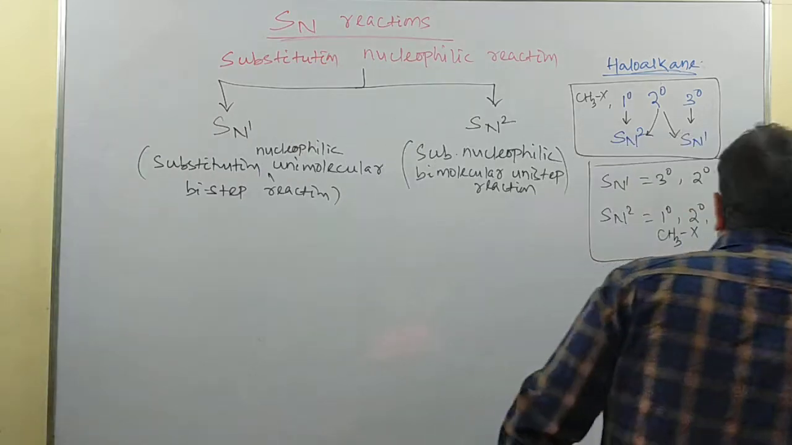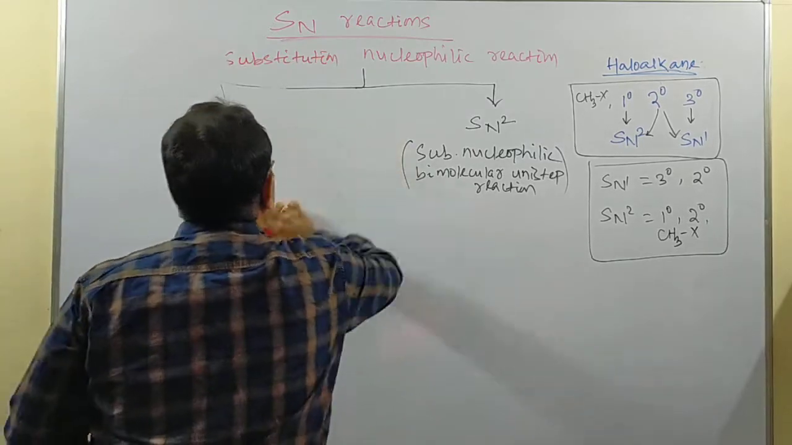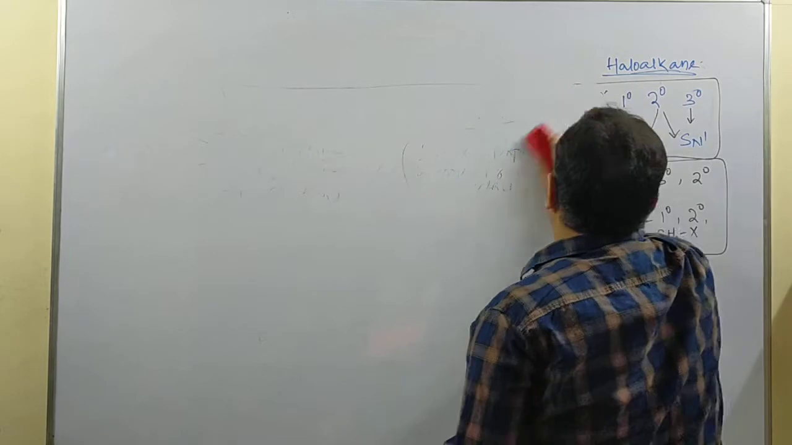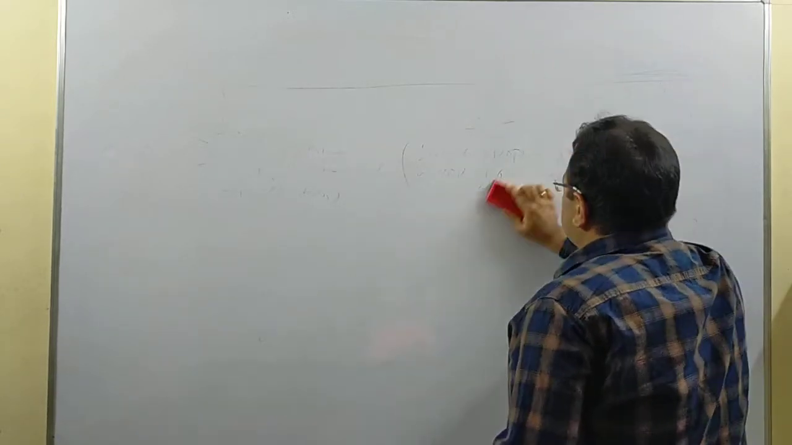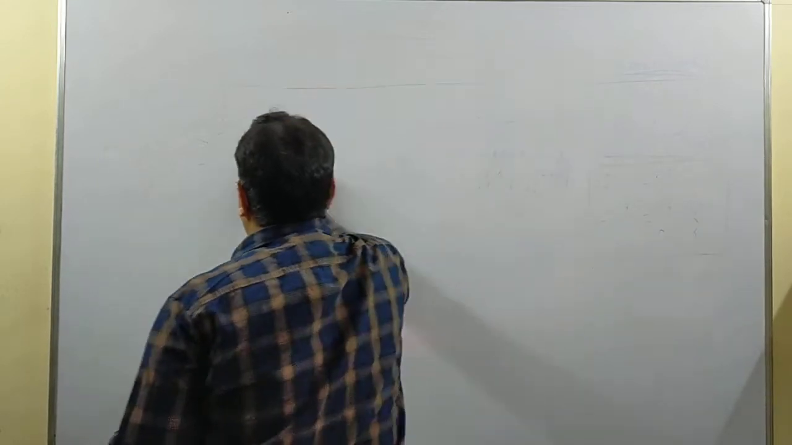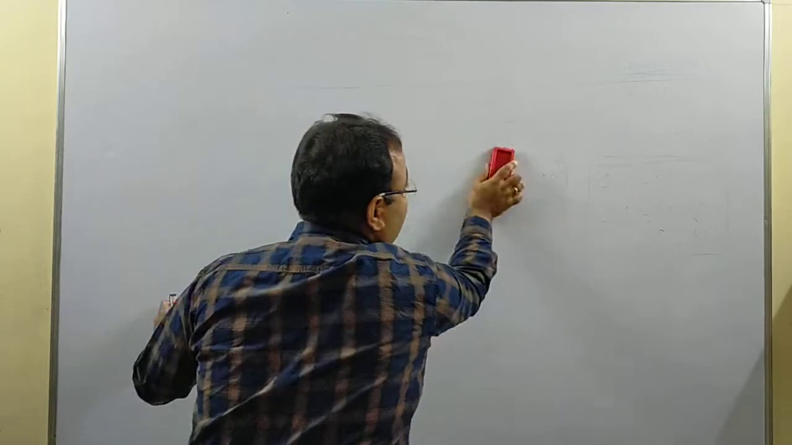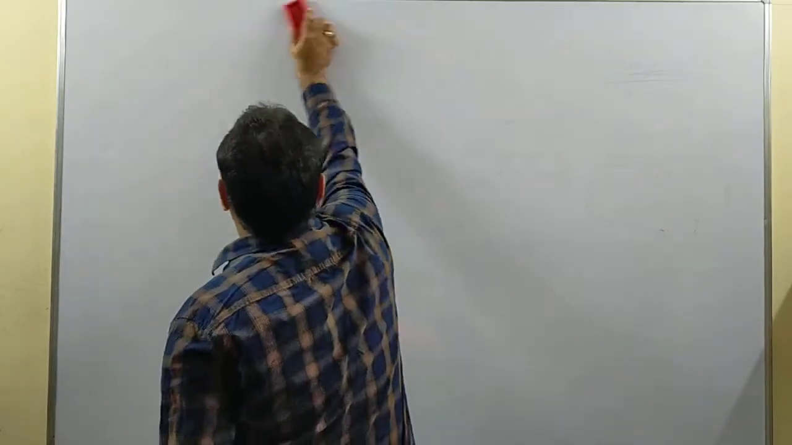So now I have already given the full form of SN1. This is nucleophilic substitution unimolecular bistep reaction. So what does it mean? It means that the reaction has molecularity 1. That's why it is known as unimolecular. And the reaction mechanism includes 2 steps. That's why I have written unimolecular and bistep reaction.